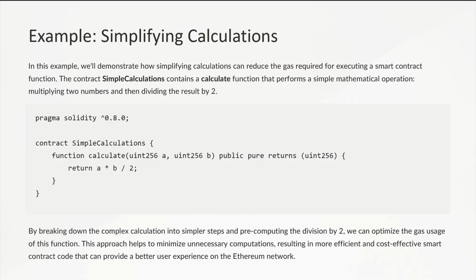Here is an example of simplifying calculation. Instead of iterating a b times and summing it, we just multiply a and b, simplifying the calculation, resulting in more efficient and cost-effective smart contract code.